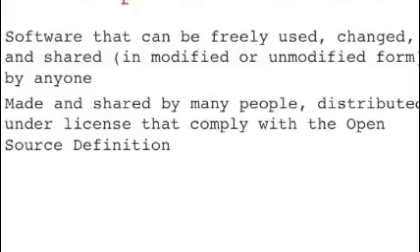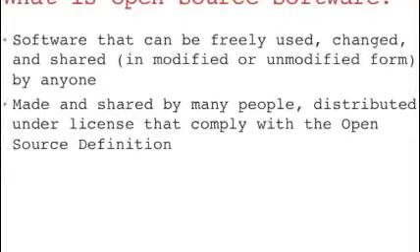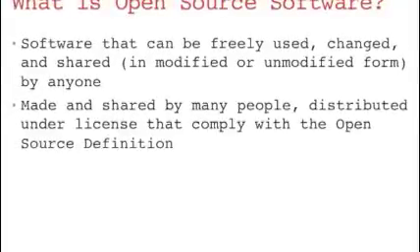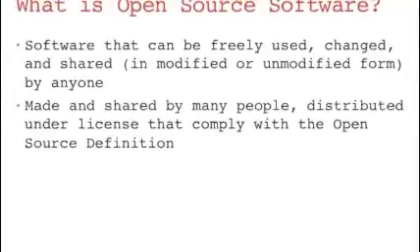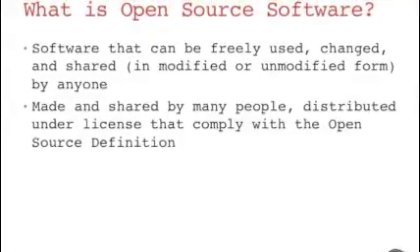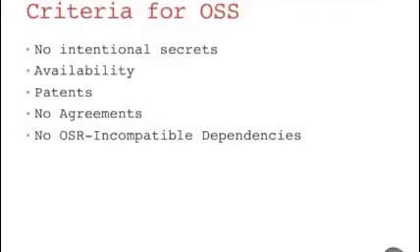So to start off, what is open source software? Open source software is software that can be freely used, changed, and shared in modified or unmodified form by anyone. It's software that's made and shared by many people. The criteria for open source software is as follows.